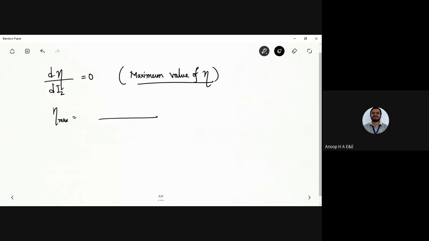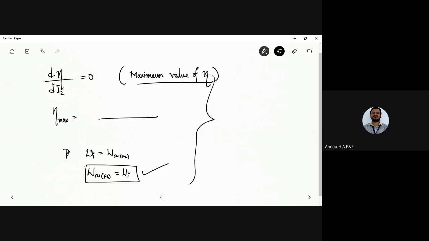You will find V2 I2 and get the derivative term. What you will get at the end, skipping certain steps, is Wi equal to WCU full load. I can also write it as WCU full load equal to Wi. This is the final expression I've got. I'm skipping certain steps due to the time constraint, and you should be in a position to know the expressions we have got here.